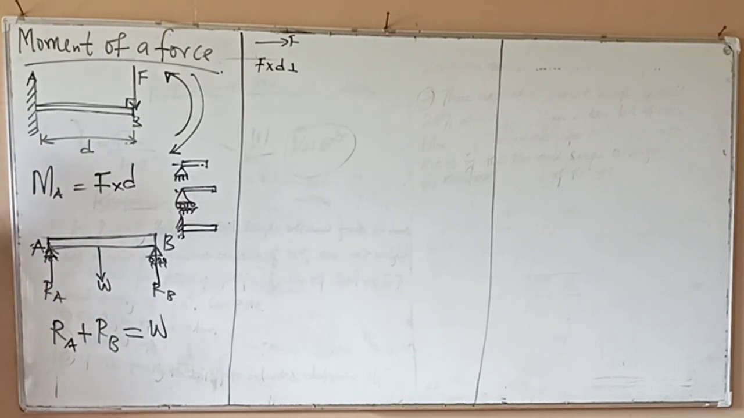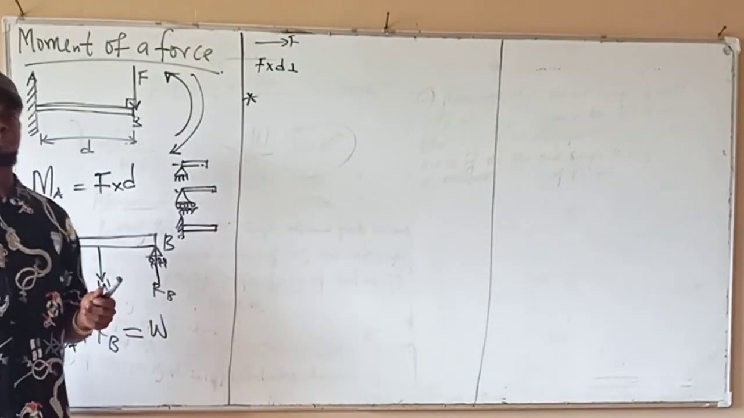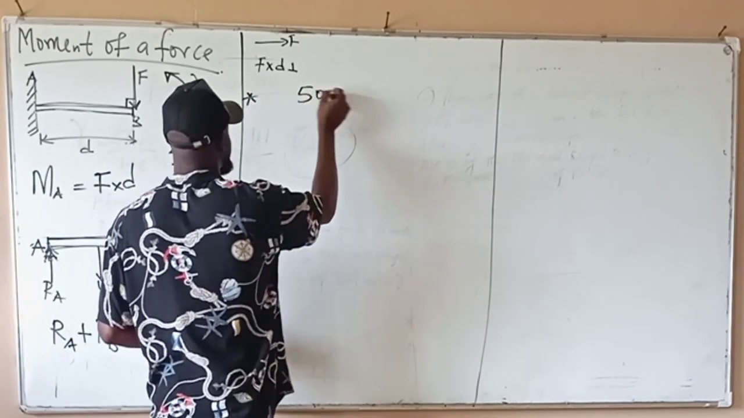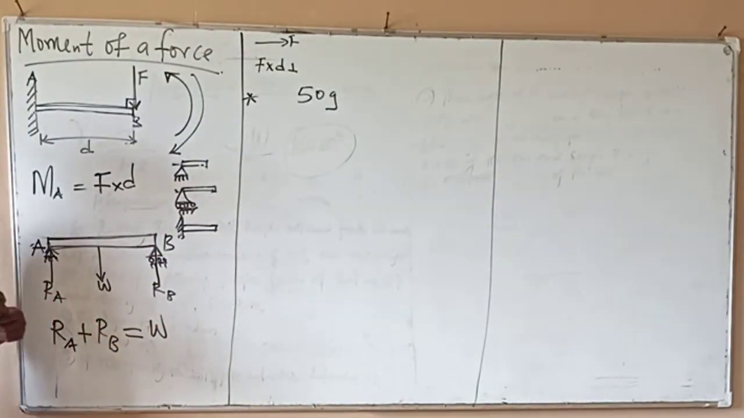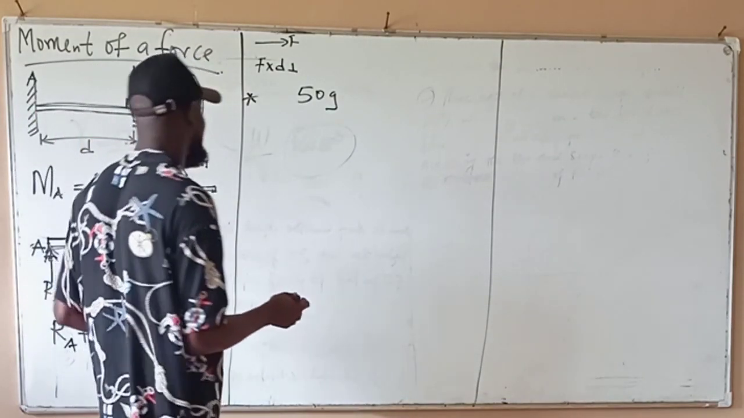Now, let me give you a question. A meter rule of weight 50 grams is pivoted at both ends.